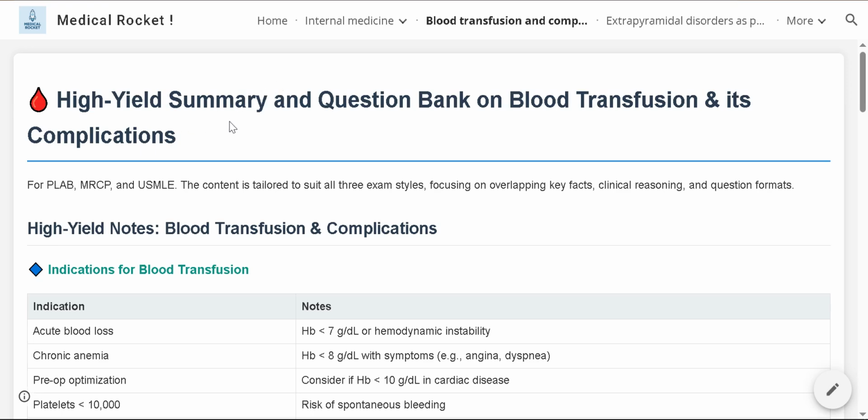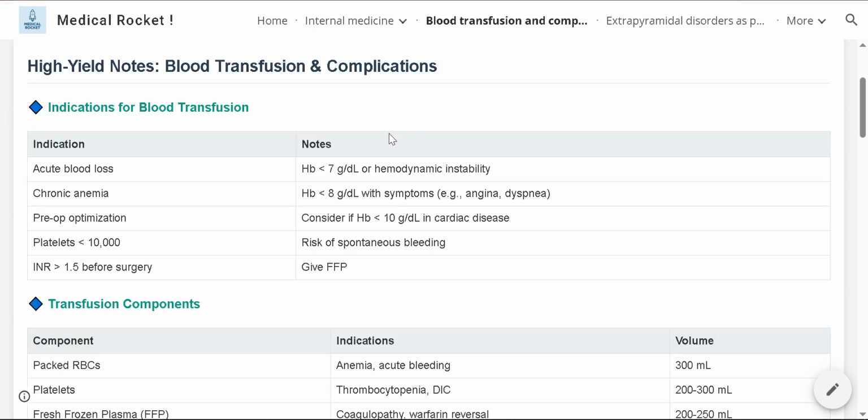Blood transfusion isn't just a routine order, it's a clinical judgment call. And today, we're locking down the must-know indications, components, and complications, the way top scorers do. Acute blood loss? Transfuse packed red cells if hemoglobin drops below 7 grams per deciliter, or if the patient is hemodynamically unstable. Chronic anemia? Transfuse if HB is under 8 and the patient has symptoms: angina, dyspnea, or worsening fatigue. Pre-op in cardiac patients? You may need to transfuse if HB is under 10. The heart hates low oxygen delivery.